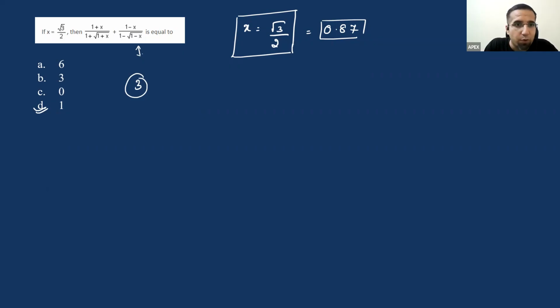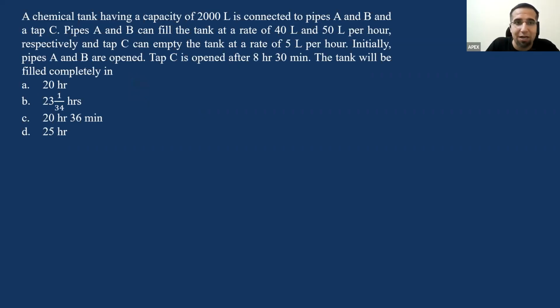Right. Now, when I move forward to the next question, this was again a sitter. A chemical tank has a capacity of 2000 liters. Connected to pipes A, B, and tap C, where A and B are filling taps. They are filling 40 and 50 liters per hour. C is emptying at 5 liters per hour. Right. Initially, taps A and B are open, and tap C is opened after 8.5 hours. In how much time will the tank be filled completely, which means I want to fill 2000 liters.